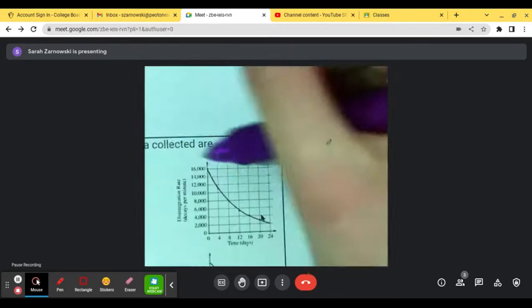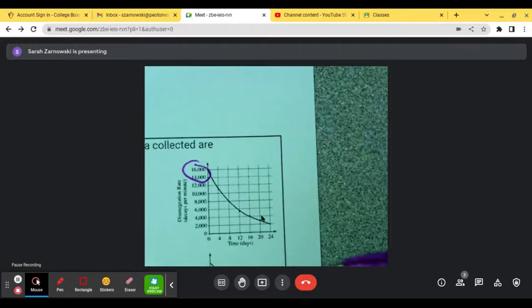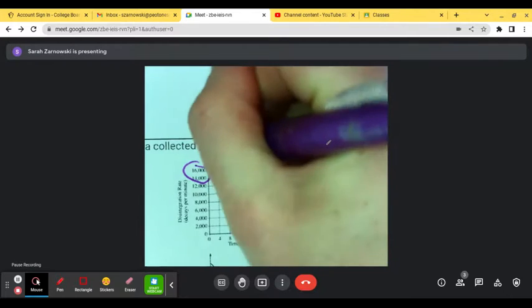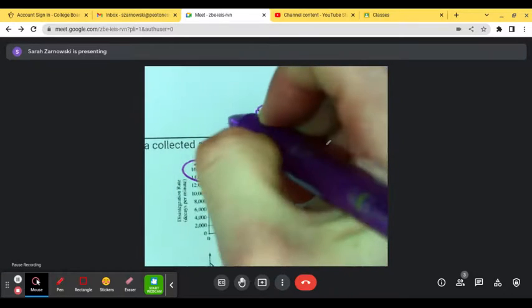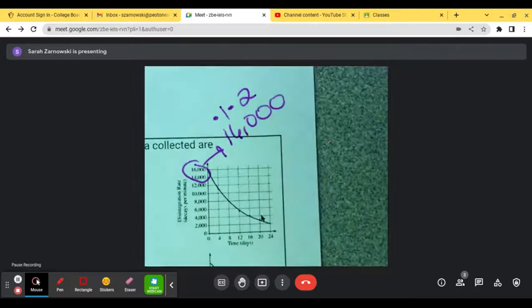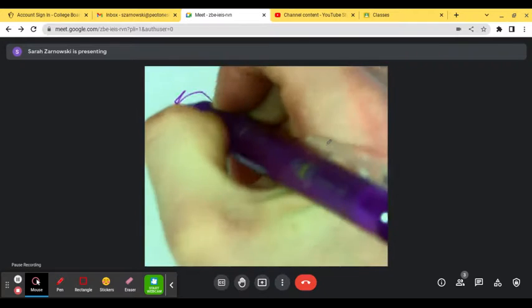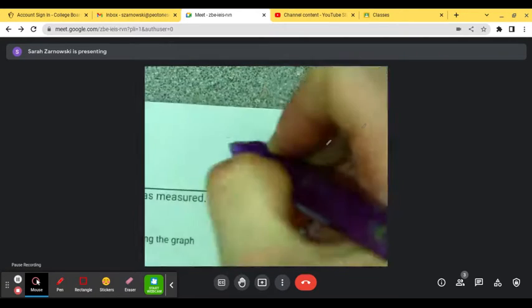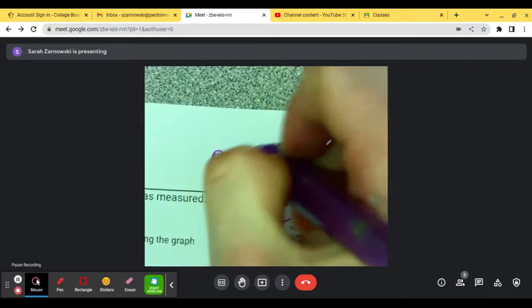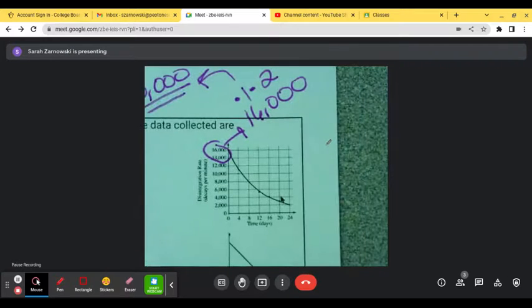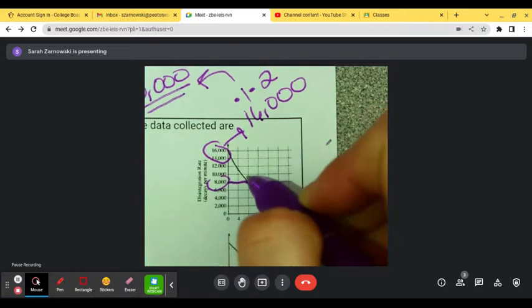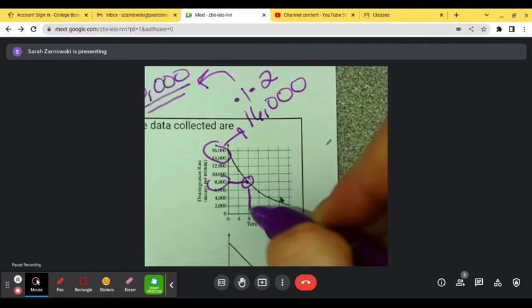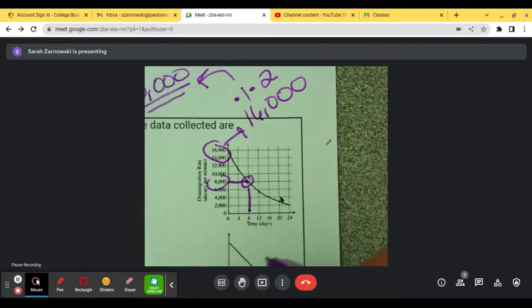But we start with 16,000. That's my original sample. So I start with 16,000. Now, for half of it to decay, that means I would divide this number by 2. That means 16,000 divided by 2 is 8,000. So I go find 8,000, which is roughly right here. I line it up. My time is on the x. That means it took 8 days.